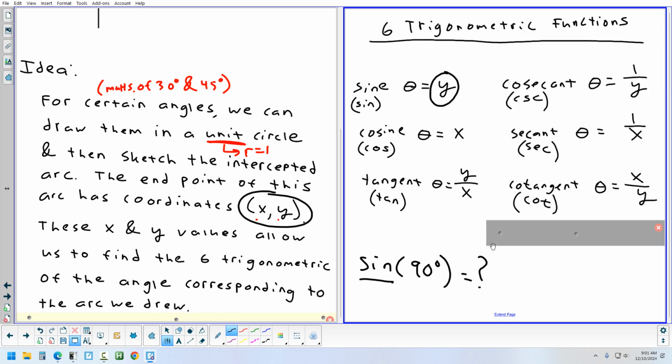Cosecant, secant, and cotangent. So I said generally the abbreviation is the first 3 letters, but you can see in cosecant they don't use the first 3 letters. Does anybody know why we don't use the first 3 letters? Yes, Waylon? It would be the same as cosine. Yeah, it would be the same as cosine. So we've already used COS, so they just break it up into the syllables. Cosecant.